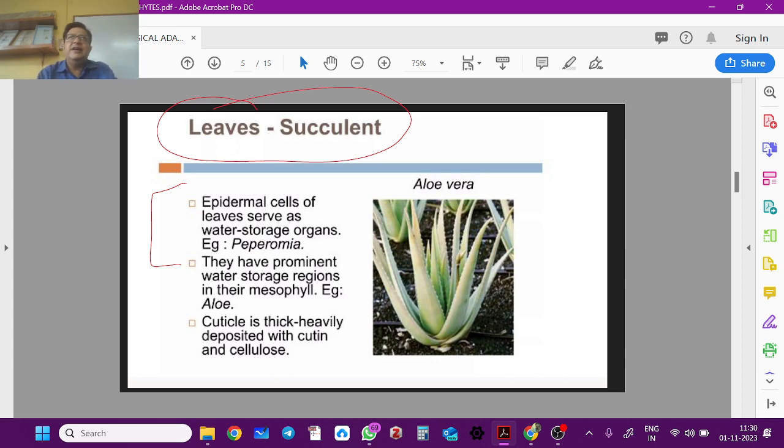So aloe vera is a very useful plant. In former times in Rajasthan they used to grow like anything in dry places. Nowadays they have come to all houses. They have prominent water storage regions in their mesophyll, in the leaves. That is why it is thick. And the cuticle is thick, heavily deposited with cutin and cellulose. Both are compounds. Cellulose is a compound. The cutin covering is also a compound.